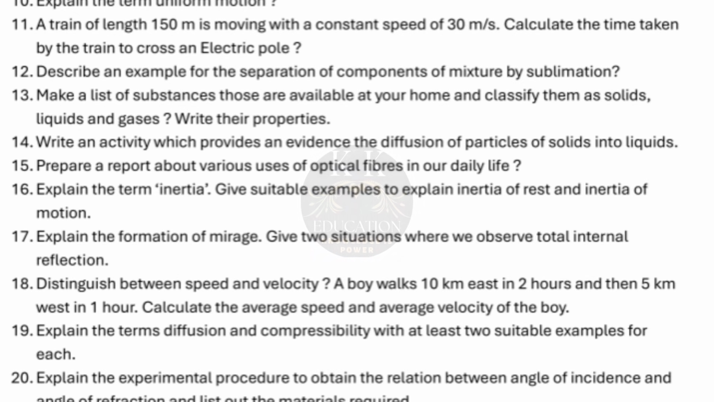17th question, explain the formation of mirage. Give two situations where we observe total internal reflection. 18th question, distinguish between speed and velocity. A boy walks 10 km east in 2 hours and then 5 km west in 1 hour. Calculate the average speed and average velocity of the boy.